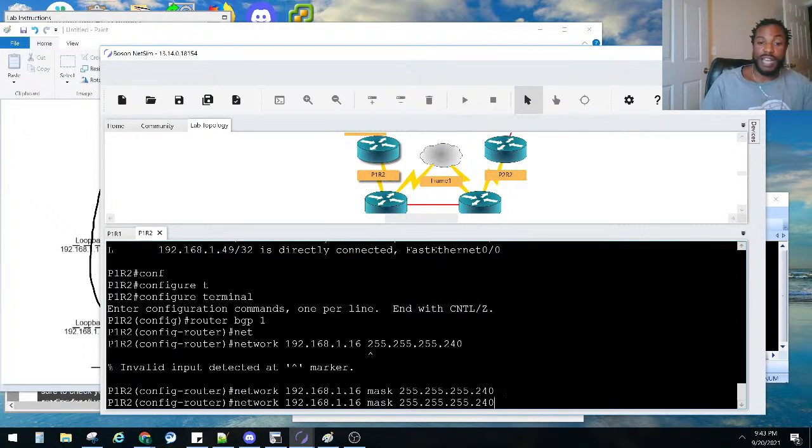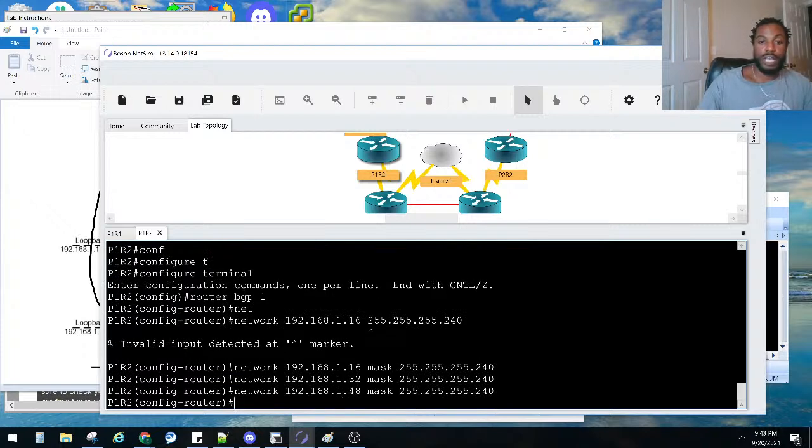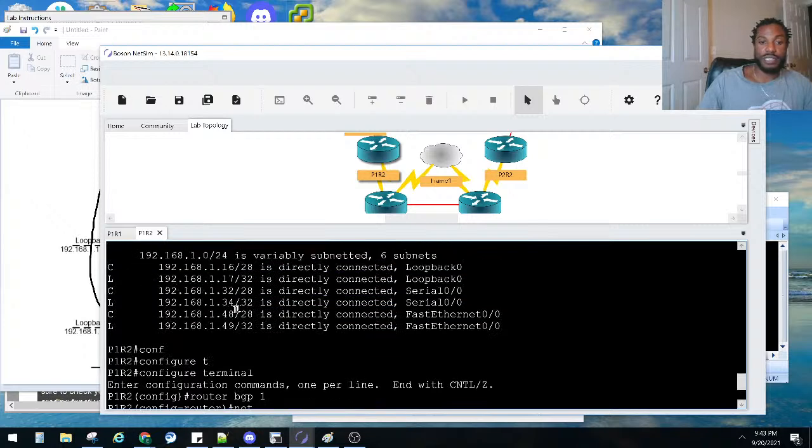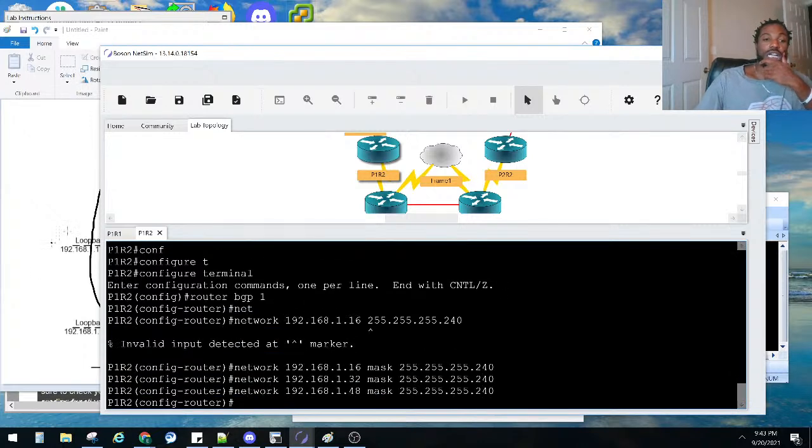The next network was .32. And the next one is .48. So I could just change that last octet right there, right? .48, I believe, right? And it was all /28. That last one is actually, yes. Okay, they were all /28. Okay, good. Good to go.